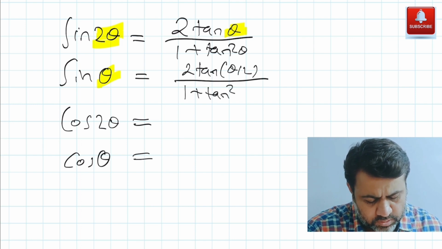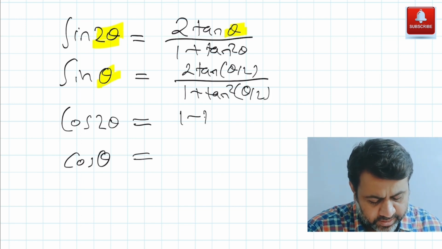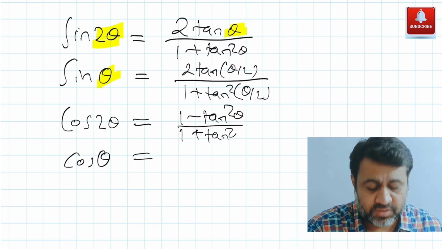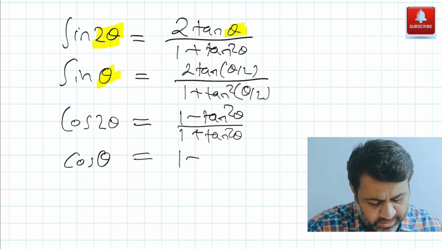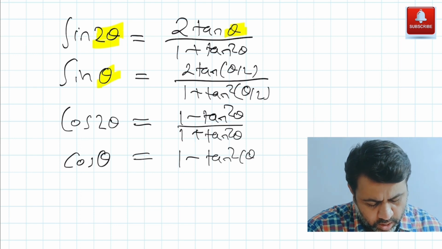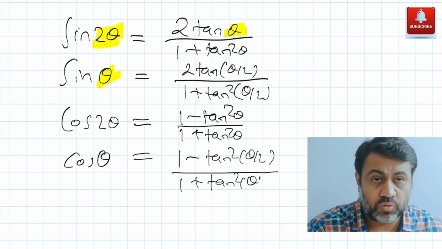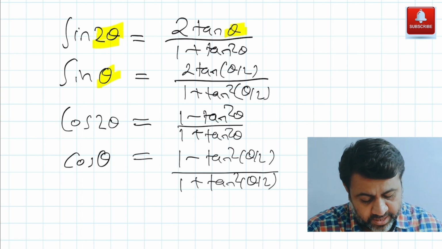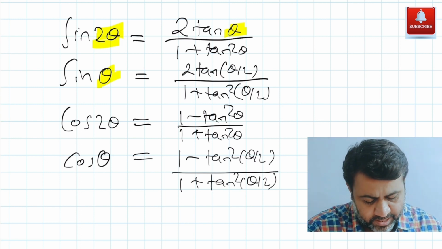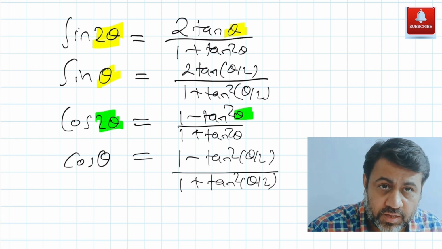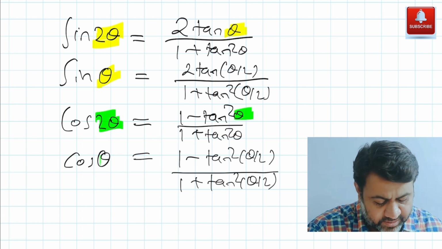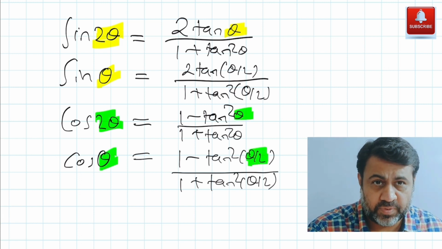Similarly, for the cos 2 theta, formula is 1 minus tan square theta upon 1 plus tan square theta, and formula for cos theta will be 1 minus tan square theta by 2 upon 1 plus tan square theta by 2. Now this you need to remember nicely. Again, I am trying to make you understand. Left hand side angle is 2 theta, right hand side angle is theta, left hand side is theta, right hand side is theta by 2. Okay, this needs to be taken care of very nicely.